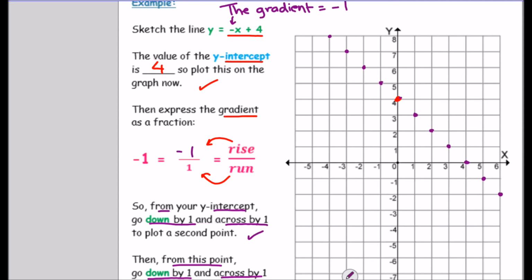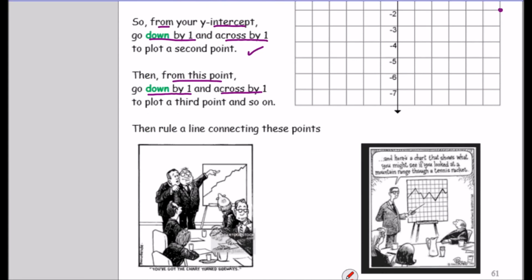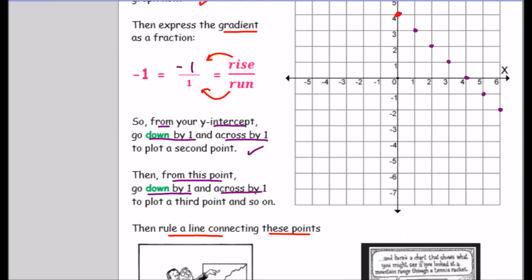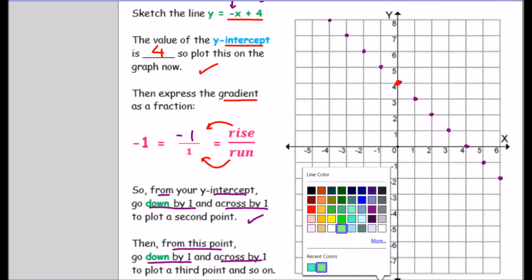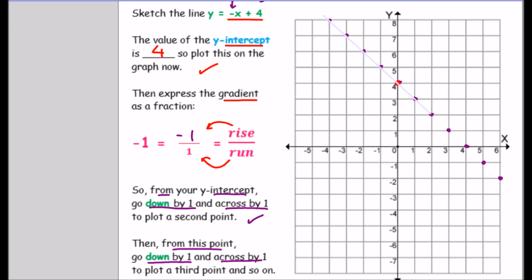Brilliant. Now let's rule a line and connect these all up, as I remind you to do down the bottom. So then I rule a line connecting these points. And what do you need to put on that line after you've drawn it? That's right, you need to put the label. So watch me rule my line in lilac. That's pretty good. That's not bad.